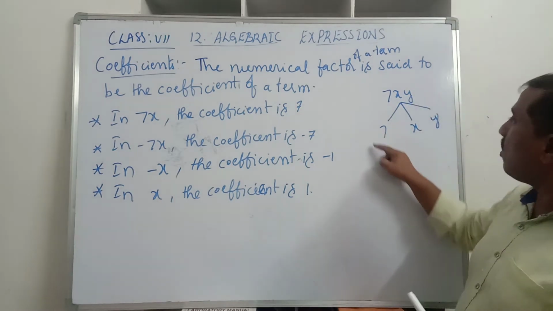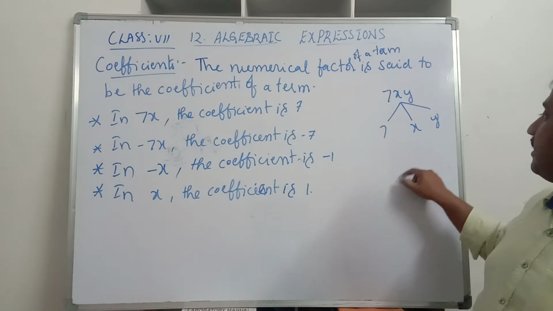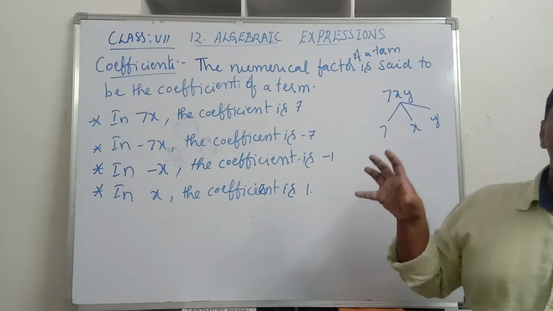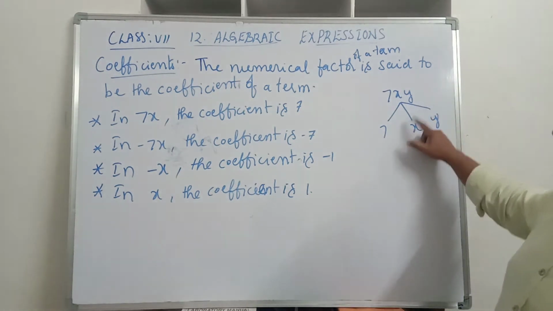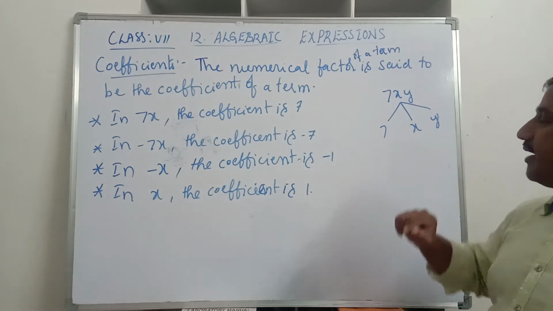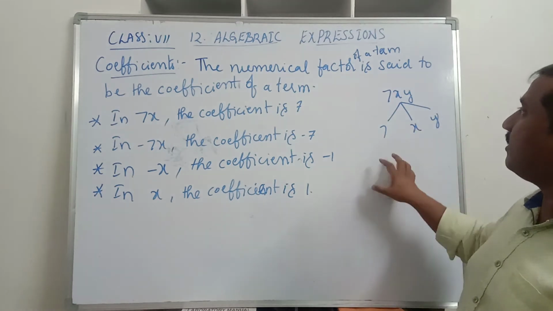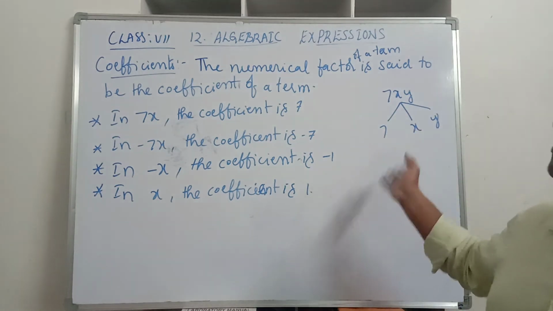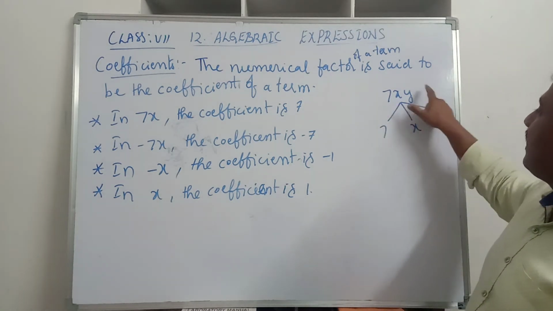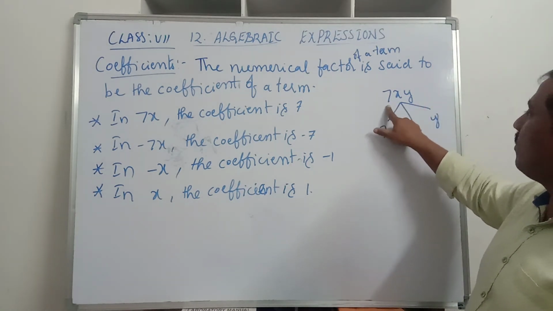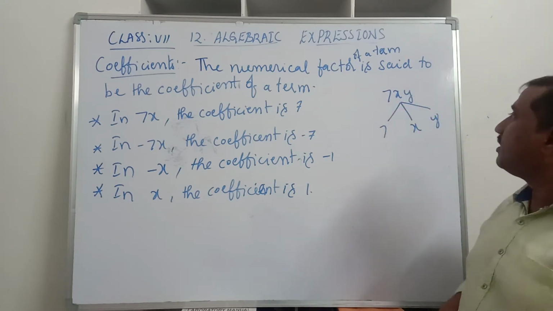Here 7 is called the numerical factor. It is a number, the numerical factor, whereas x and y are the algebraic factors. So the numerical factor of any term is called the coefficient of the term. That is, in 7xy, 7 is the numerical factor. Therefore, 7 is the coefficient of 7xy.